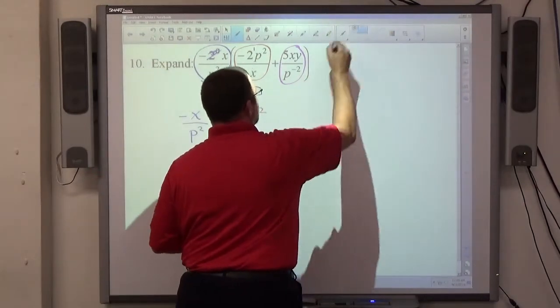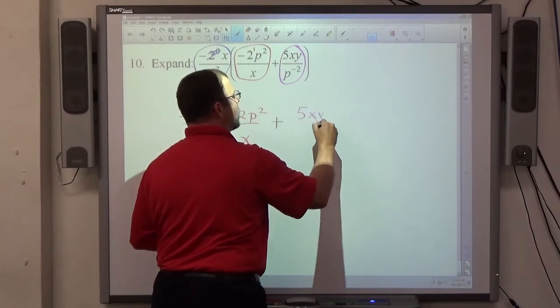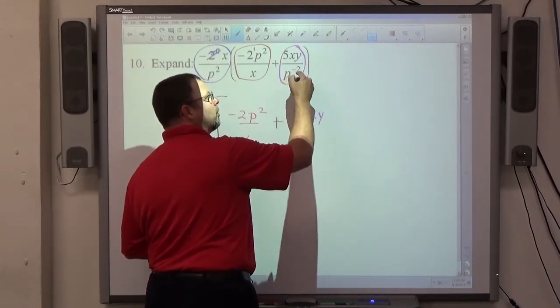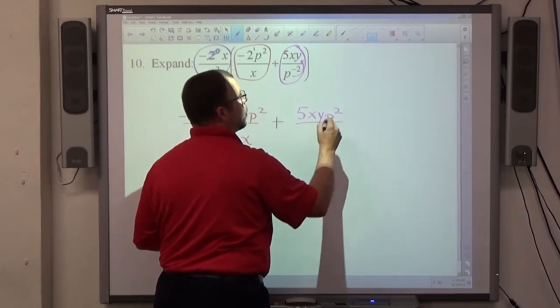The plus sign occurs. The purple term: 5x and y are all on top behaving themselves. P squared is on the bottom to a negative second power. That belongs on the top. Everything came off the bottom. I would put a 1 down there.